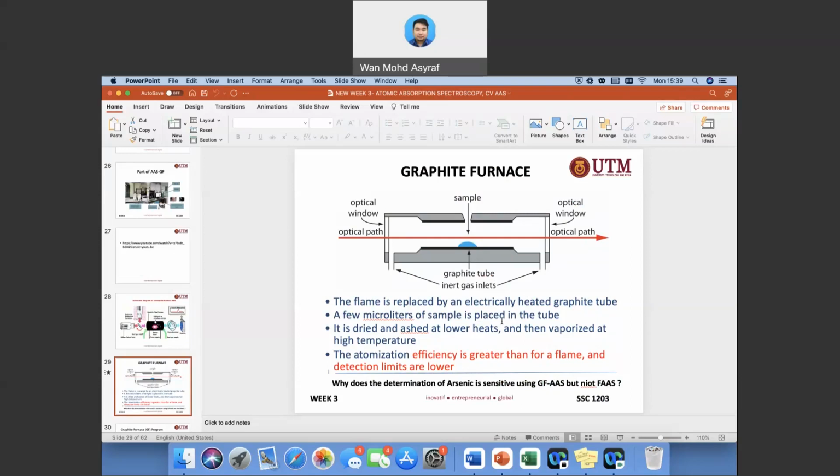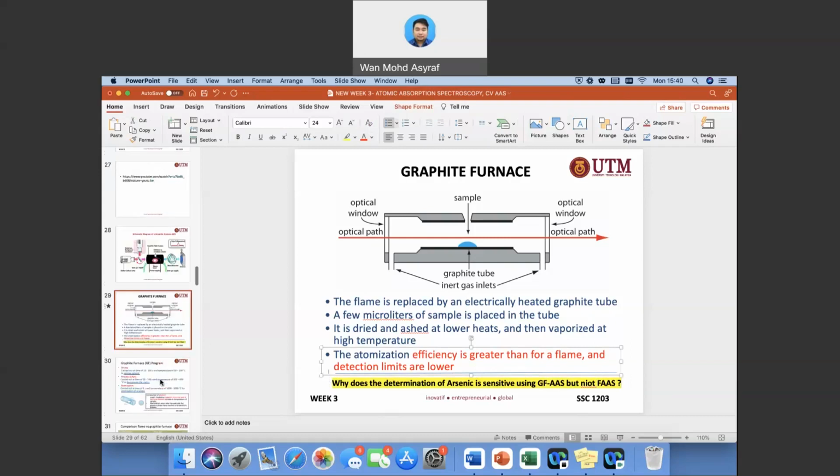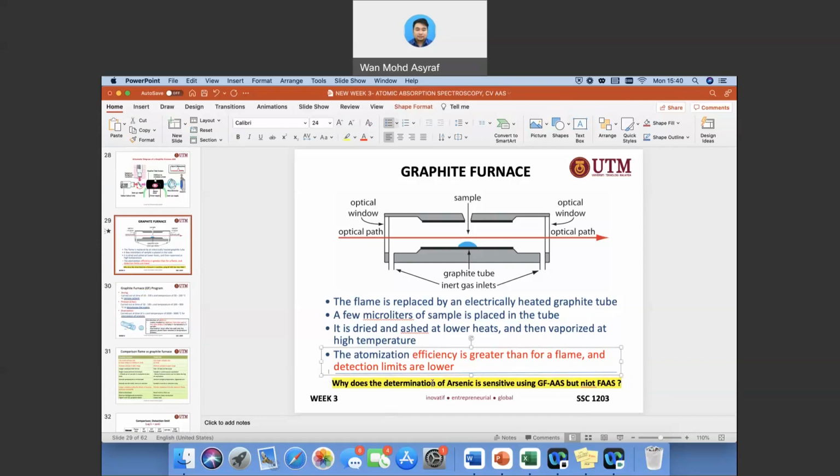Why is the determination of arsenic sensitive using graphite furnace but not flame AAS? This question, as usual, I want you to answer. You need to find it, jot it down on a piece of paper, and then answer it and put it inside the e-learning after you have done. This question will count as your attendance, okay? All right.